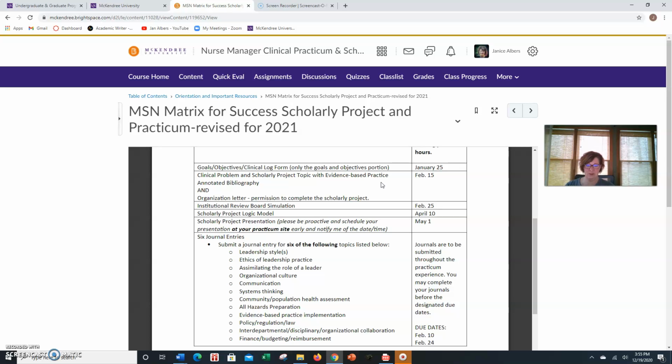So we need to give them that groundwork. There are rubrics, and there's a sample IRB application included as well, so just know that those materials are in this course. Then there's their overall scholarly project logic model. When they're doing their clinical problem and their annotated bib, that's the beginning of their scholarly project, so they're going to use those materials as they do their scholarly project logic model.